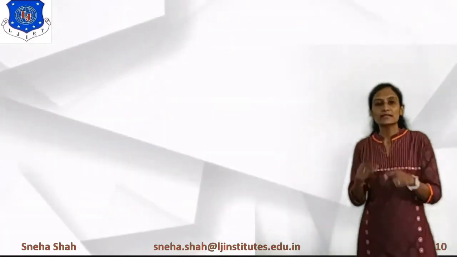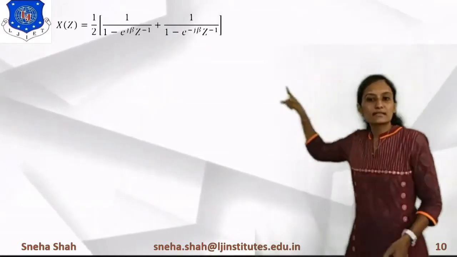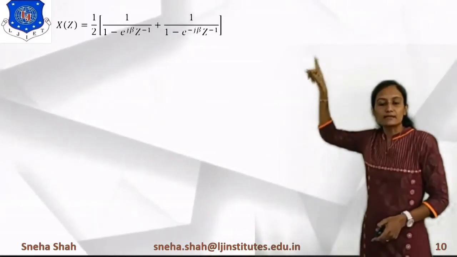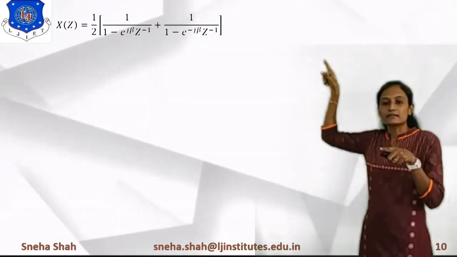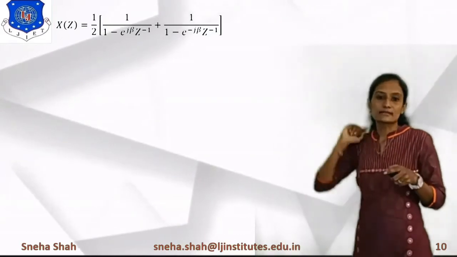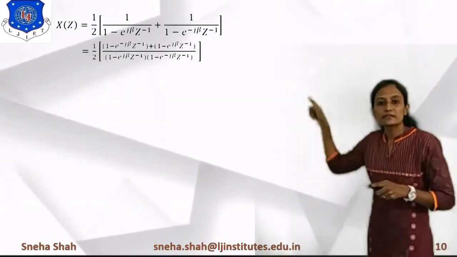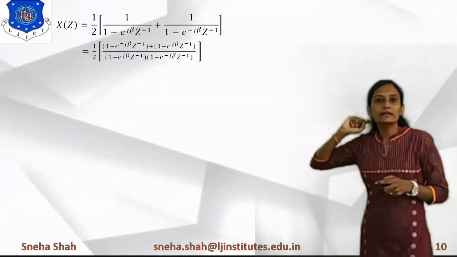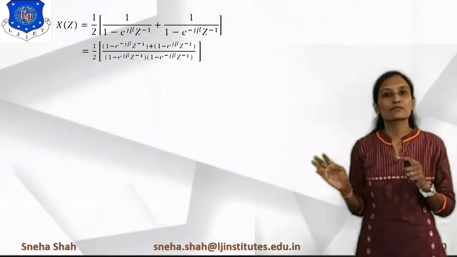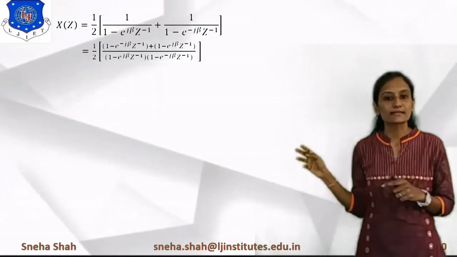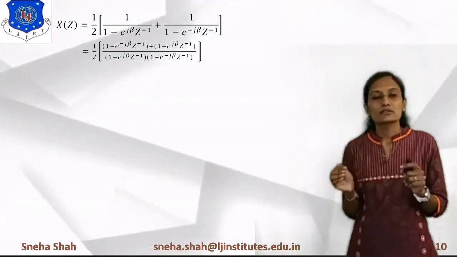Now we are cross multiplying these two terms. So the next step is 1 by 2. This step is written in a repeated form, because from the last step we can't take it directly. So I have written this repeatedly. Now I am cross multiplying these terms. So it gives you the answer like this: 1 minus e raised to minus j beta z inverse plus 1 minus e raised to j beta z inverse, divided by these two factors multiplied by each other.